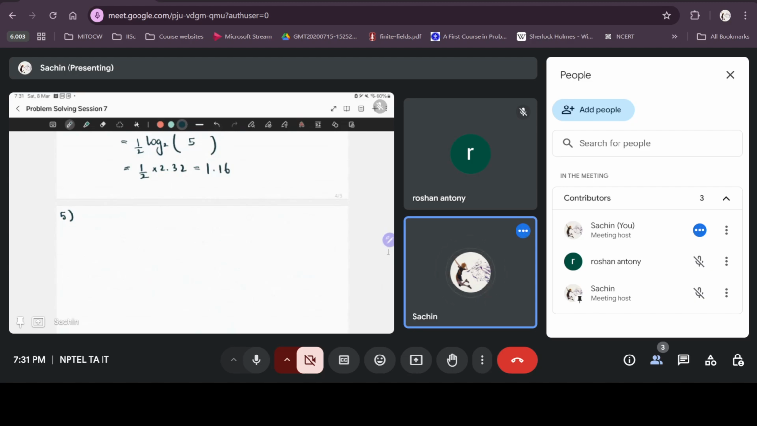Question 5. So let us consider three independent.